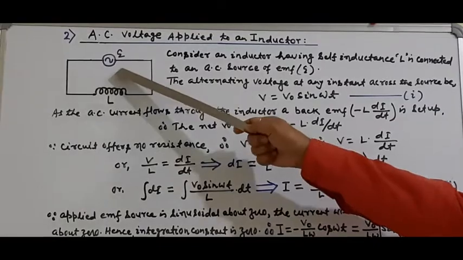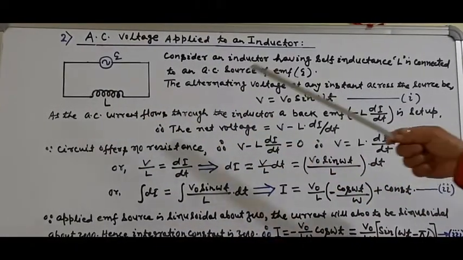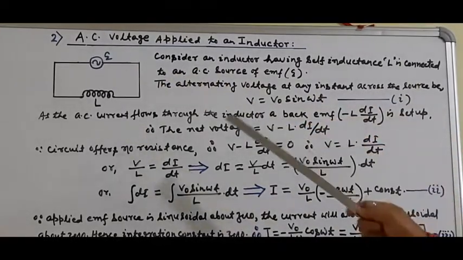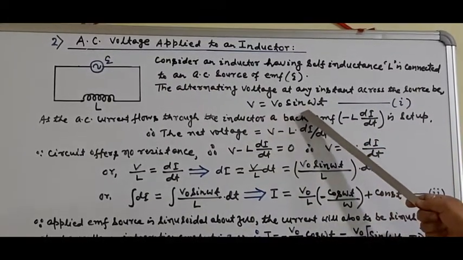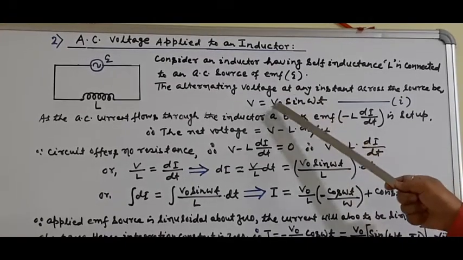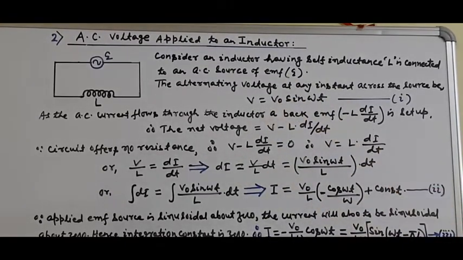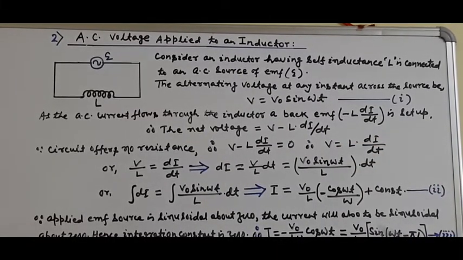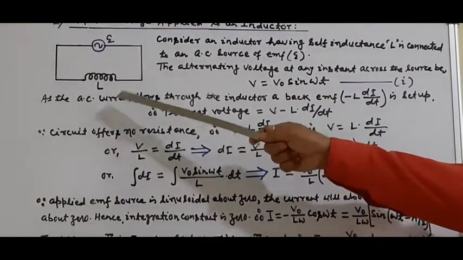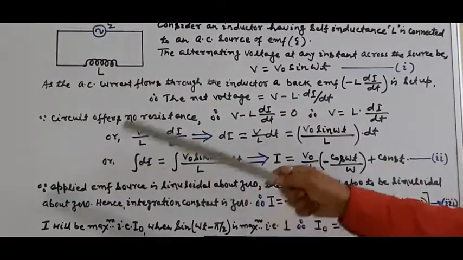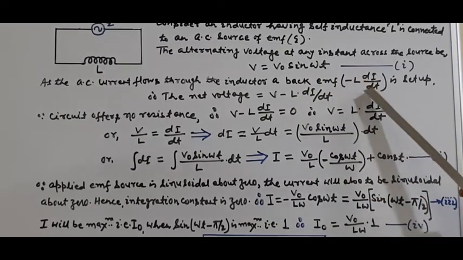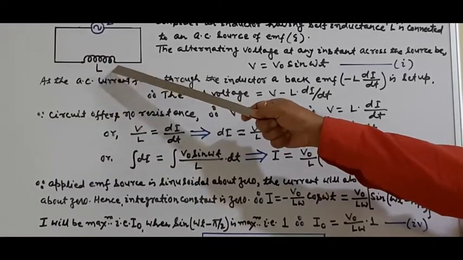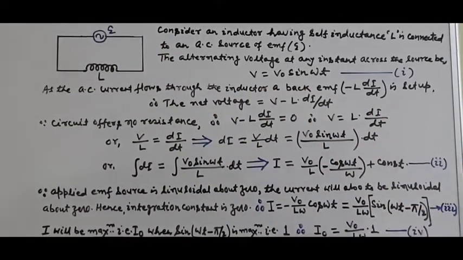This is the source of EMF and this is the inductor. So the alternating voltage at any instant across the source will be V = V0 sin omega t. We have derived this earlier. Here V0 is called the peak value or maximum value of the alternating voltage. Because the AC current flows through this inductor, a back EMF, minus L di by dt, is set up in the inductor because the inductor always opposes the source.